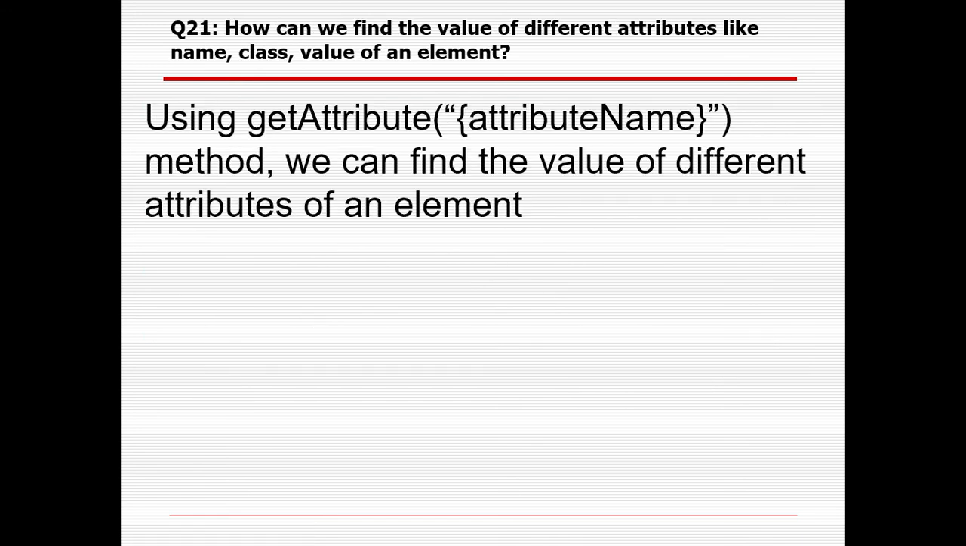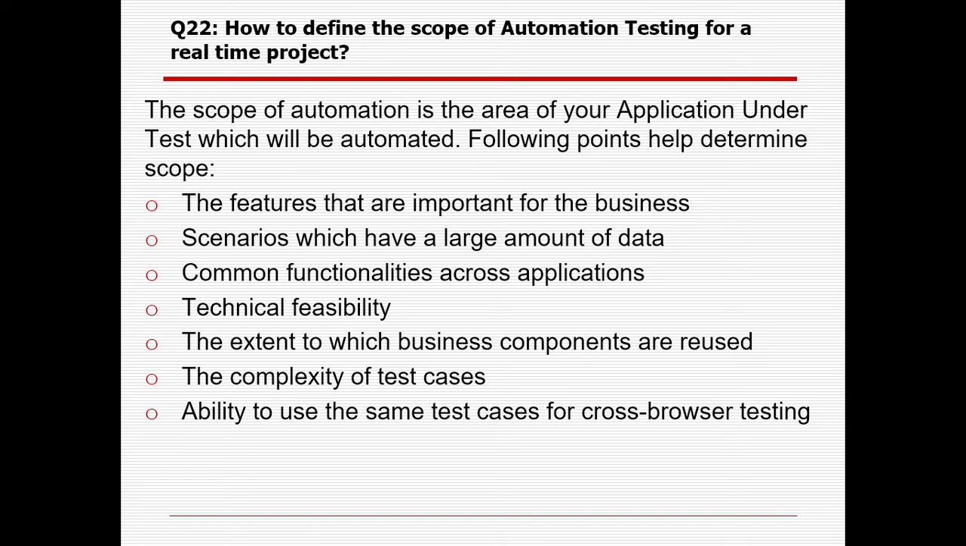How can we find the value of different attributes like name, class, src, all this stuff? In case I want to get a particular field's properties, we definitely need to use the getAttribute method, and here we need to pass the attribute name, right? Name, class, tag name, whatever you want to know. Then we can find the value of the different attributes of the element. So we need to use the getAttribute method and pass the attribute name.